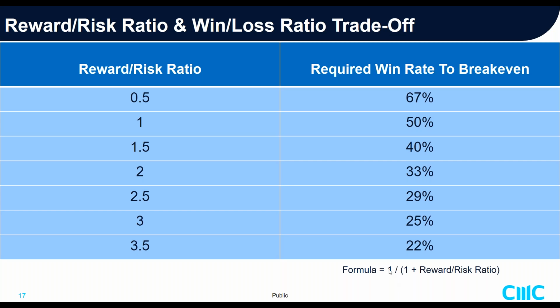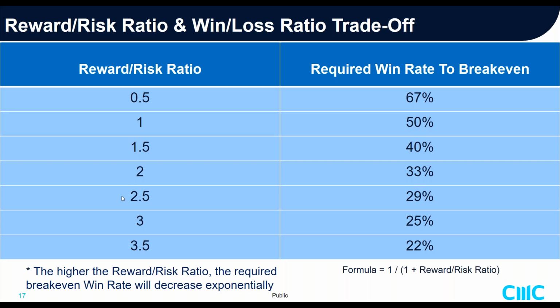Okay, so that is the formula of 1 divided by (1 plus the reward risk ratio). That means the higher the reward risk ratio on the trade on average, the required break-even win rate will decrease exponentially. So now we talk about positive expectancy. Let's say, for example, in order to achieve positive expectancy, I work on the reward risk ratio first.